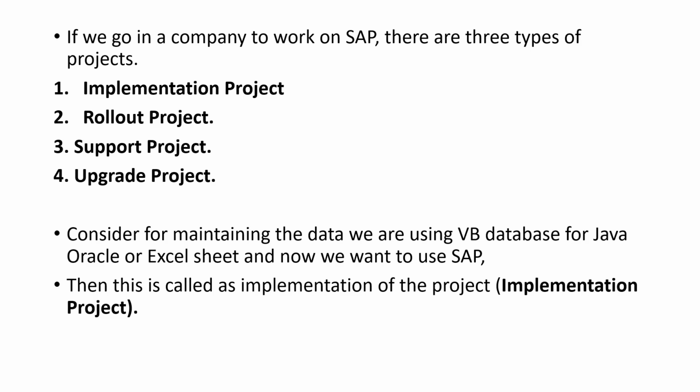So we'll start with this. We have an implementation project. With that, we have a rollout project. Then we have a support project and upgrade project. So what are these? Consider you have one company, and in your company, till now you have not used any ERP, also you have not used any software to manage your resources, and you are storing your data into a normal Visual Basic (VB) database, or Java Oracle database, or any Excel sheet to store your data. Suddenly you thought that your data is too huge and you want some software to store it. So you thought, let's go with SAP. Now when I want to implement SAP the first time in a company, this is called an implementation project.